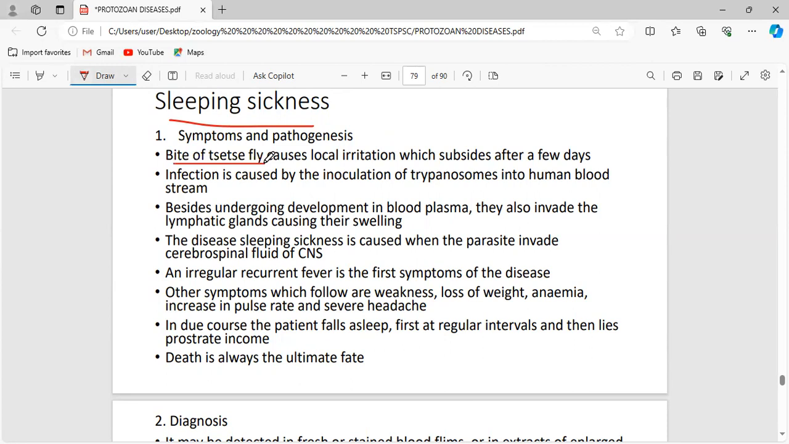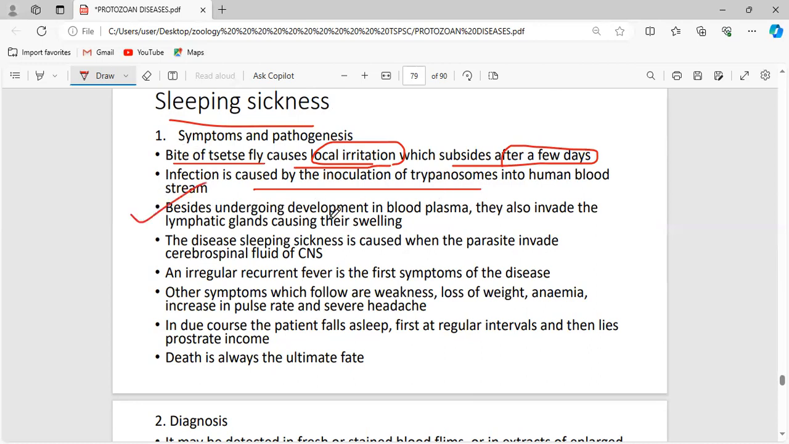Once that insect bites the human, it causes local irritation. This is the basic symptom, which subsides after a few days. Only after a few days will it be noticed. The infection is caused by the inoculation of the trypanosomes. Always there is an incubation period for any virus, any parasite. Only after the incubation period will the symptoms be recognized by the humans.